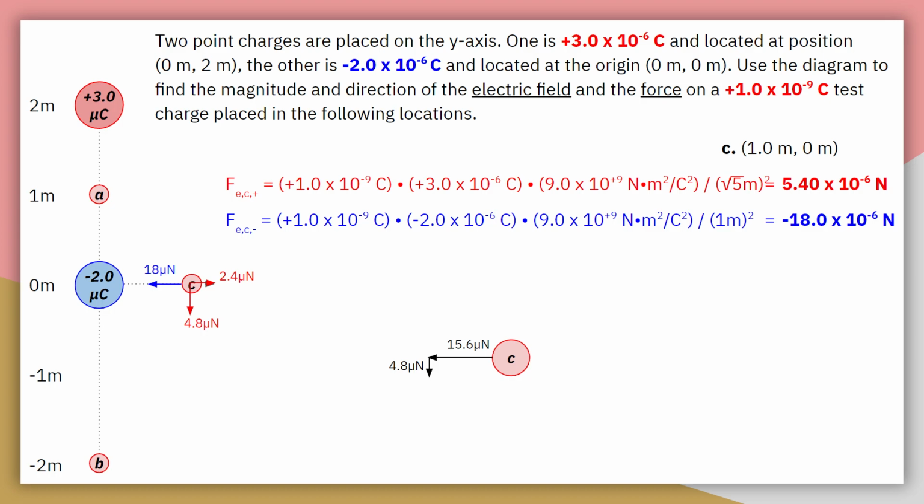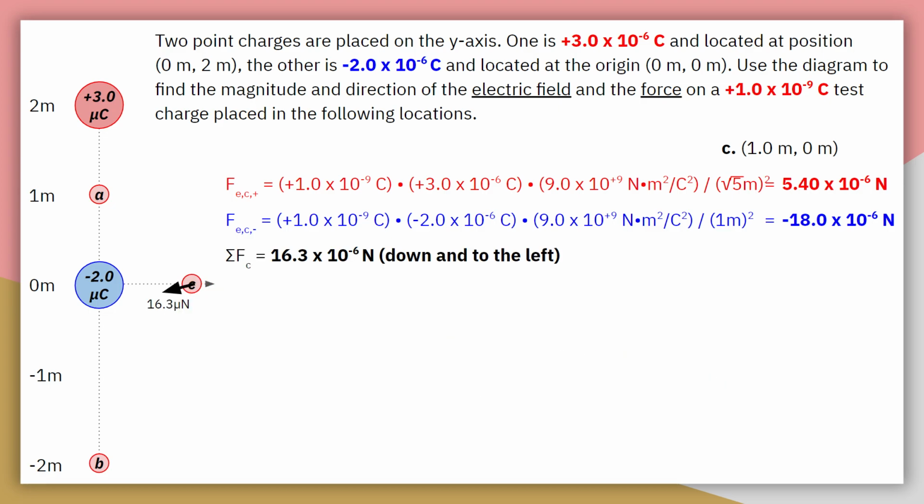To figure out how we can combine those, it'll just be another triangle calculation, and we can do that using the Pythagorean theorem. So the resultant force, the sum of the force acting on a test charge at location C, would be 16.3 micronewtons. If we wanted to figure out the angle, we can once again do inverse sine, inverse cosine, or inverse tangent, but that's not something we need to focus on right now. So that's how we would solve for the sum of the force acting on a test charge at location C. A whole lot of trigonometry, but we got there: 16.3 times 10 to the negative 6 newtons, pointing down and to the left.